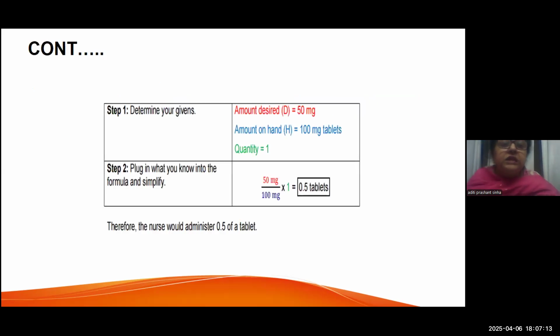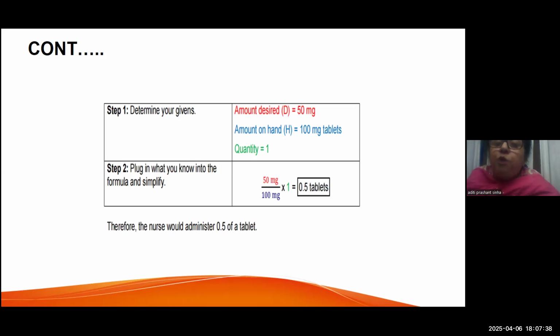Now look at this. So here's step 1. What I'm going to do is determine your givens, like the amount which is desired, that is 50 mg. The amount in hand is 100 mg and the quantity is 1 tablet. So plug in what you know into the formula and simplify. So 50 mg divided by 100 mg into 1, it comes as 0.5 tablet.